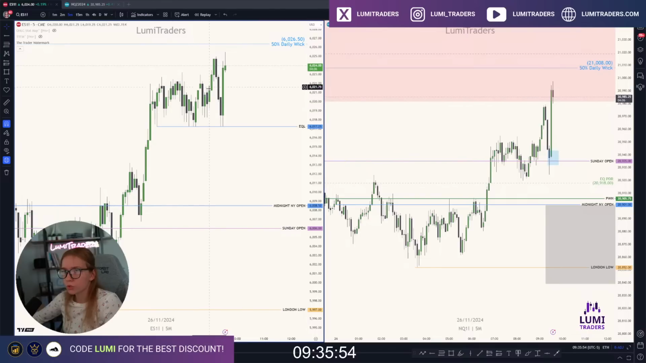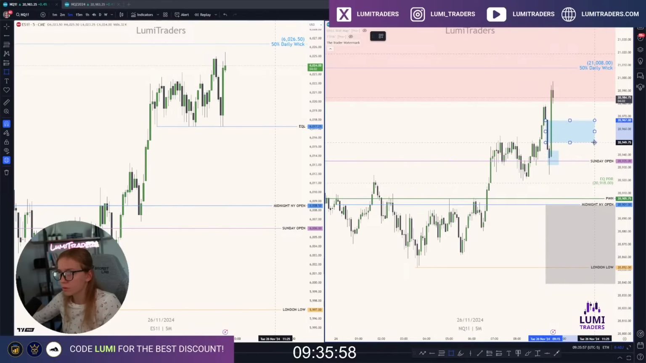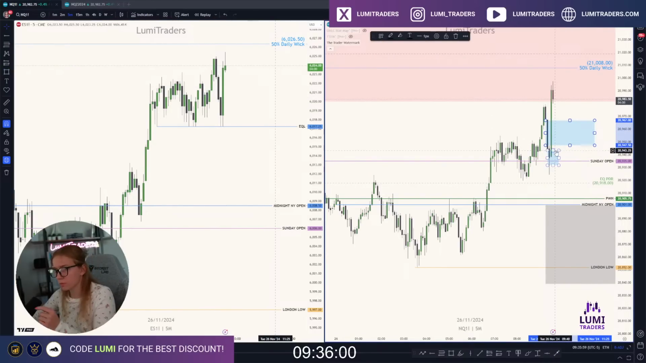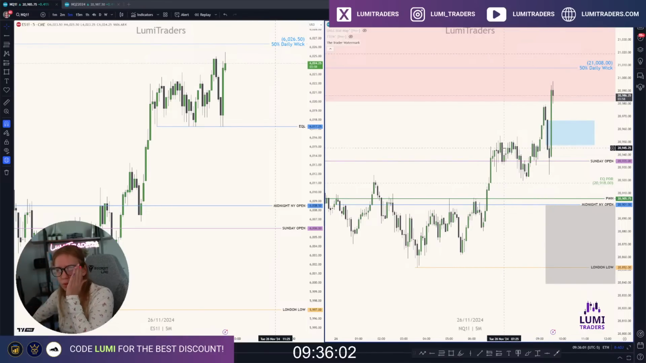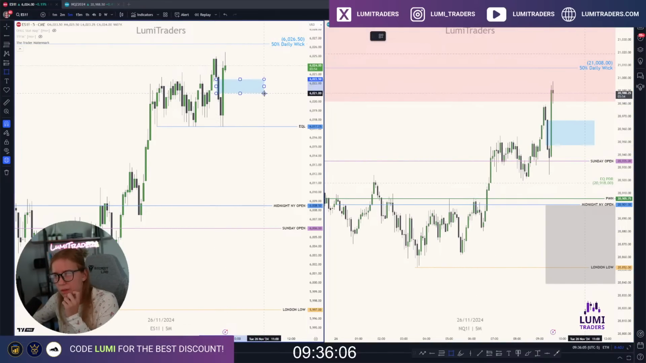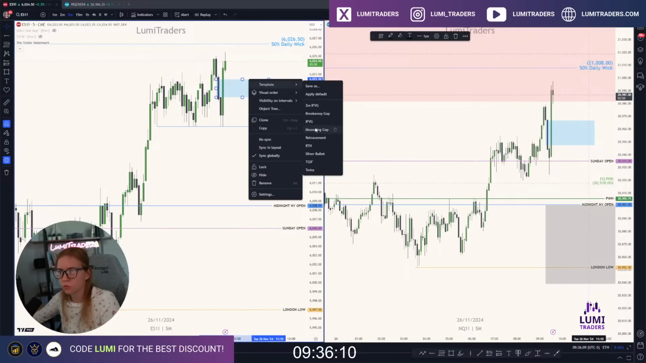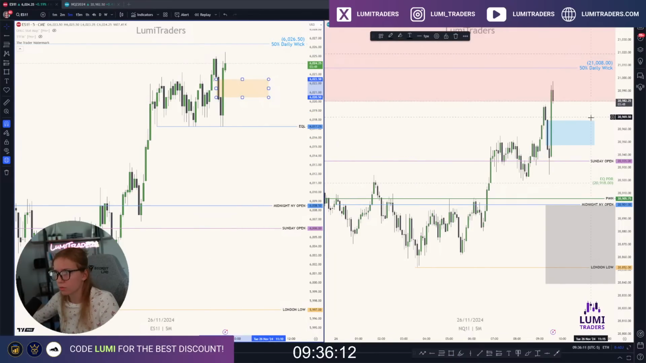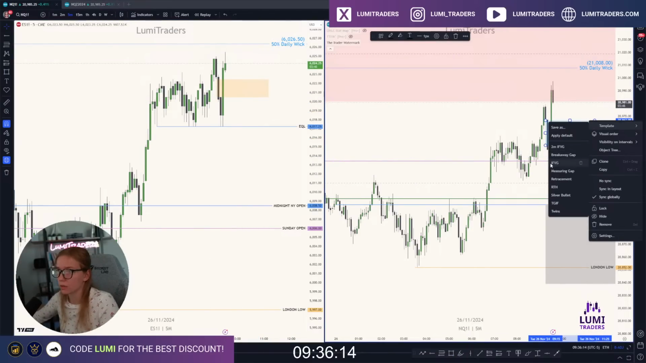We just got the closure above this fair value gap. Another inversion. Not going to long from this inversion yet. Still kind of early for me, not ready to try this yet. Let me rename it to inversion. Change the color. For inversion, we are going to use yellow.